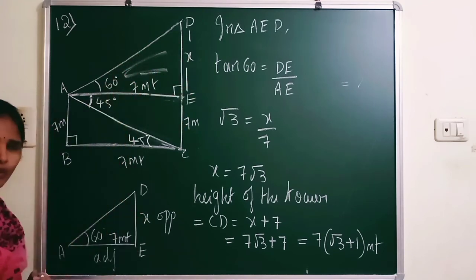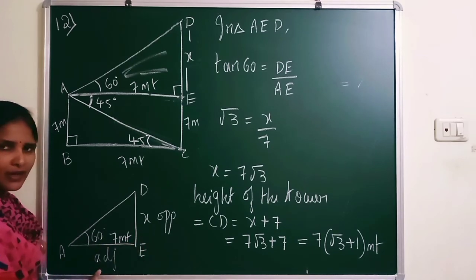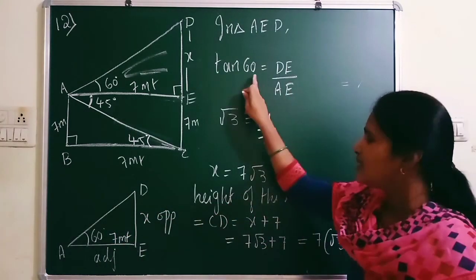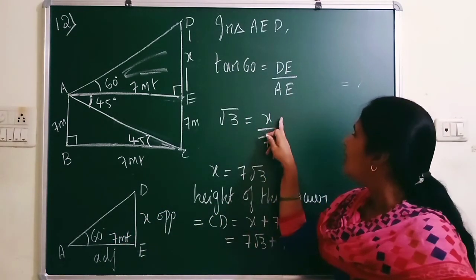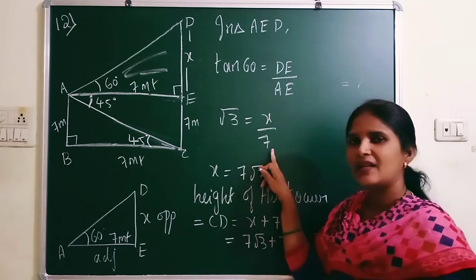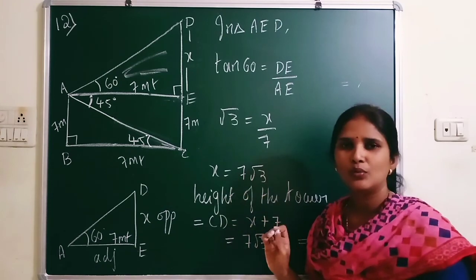Now for that I have to take here again tan. Tan 60 equals to opposite by adjacent. So that is DE by AE. What is tan 60? Root 3. DE we have taken as X by AE we found out it as 7. So cross multiply we get X equal to 7 root 3.